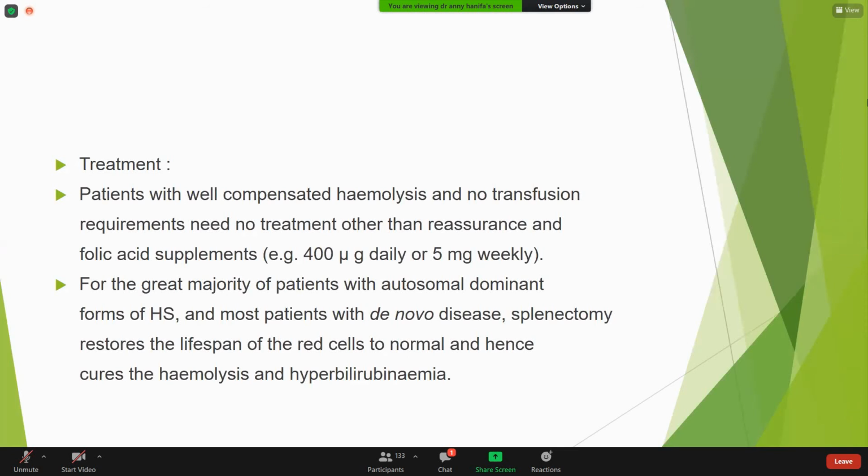Treatment. Patients with well-compensated hemolysis and no transfusion requirements need no treatment other than reassurance and folic acid supplements. While for the majority of patients with autosomal dominant forms of HS and most patients with de novo disease, splenectomy restores the lifespan of the red cells to normal and hence cures the hemolysis and hyperbilirubinemia.